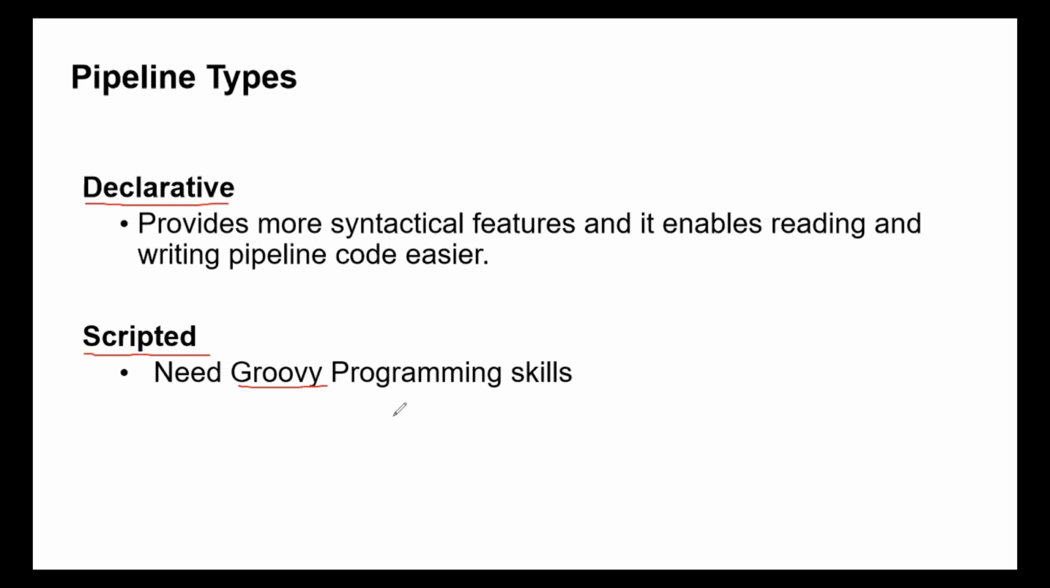Then we have the declarative pipeline, which is the recent introduction from Jenkins, wherein this declarative pipeline provides more syntactical features and it enables reading and writing the pipeline code easier. Basically, declarative pipeline provides a standard format which is easier to follow and it is easy to code as well compared to the scripted pipeline. So if you are good in Groovy programming, then directly you can go for scripted pipeline. Otherwise, you can get used to this declarative pipeline syntax and configure your pipeline using the declarative pipeline.